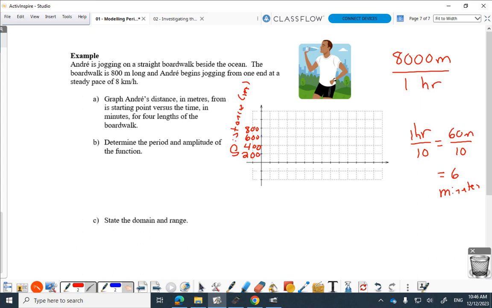So he's going to take 6 minutes to get to the other end. And we want to do 4 lengths. So I don't know, 2, 4, 6, 8, 10, 12, 14, 16, 18, 20. Okay, that seems to work. There's 6 minutes. Oh, that was my hand that did that. Silly touchscreen. 6, 12, 18, 24. I think I've done that right. Every third square. This is minutes.